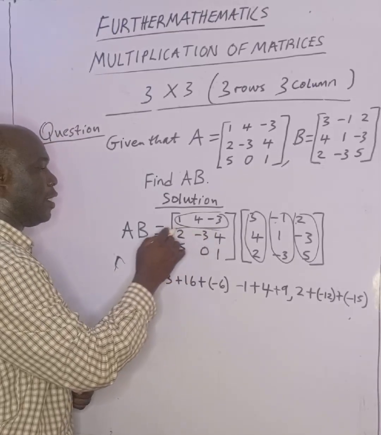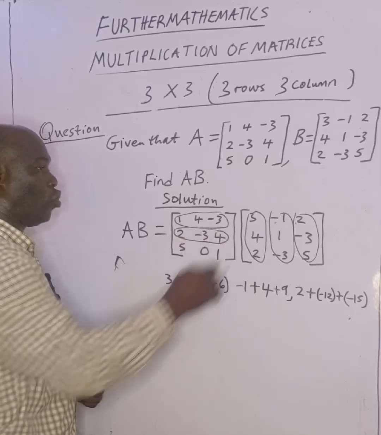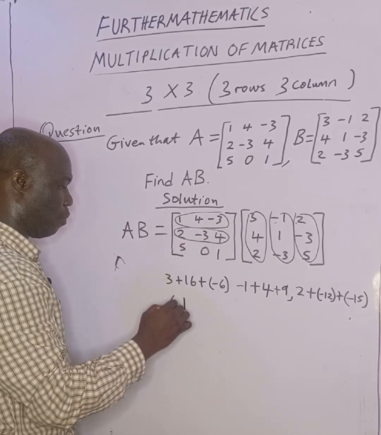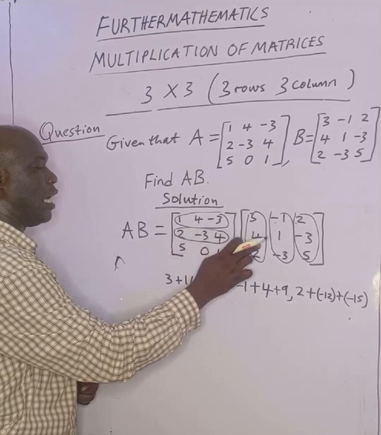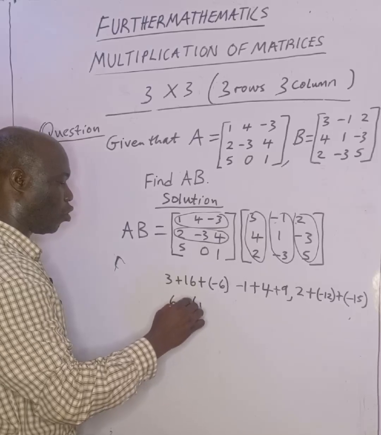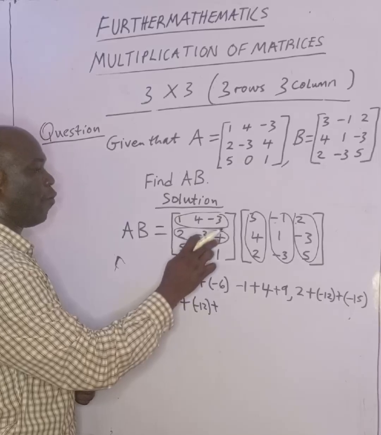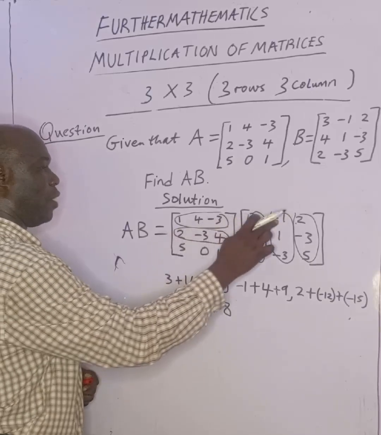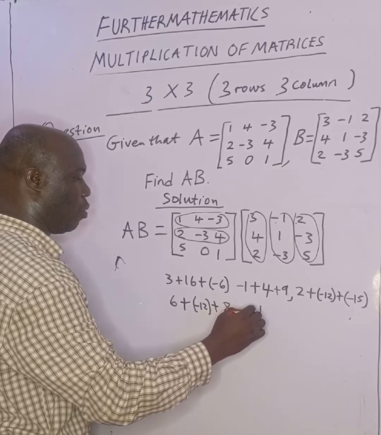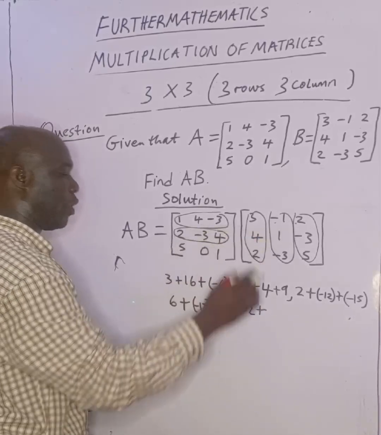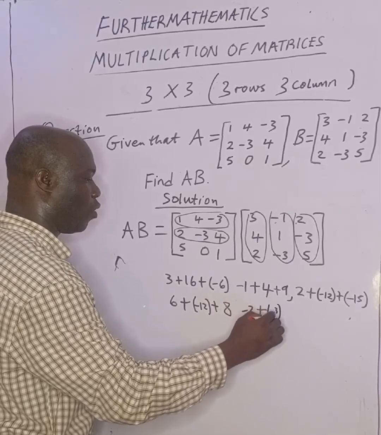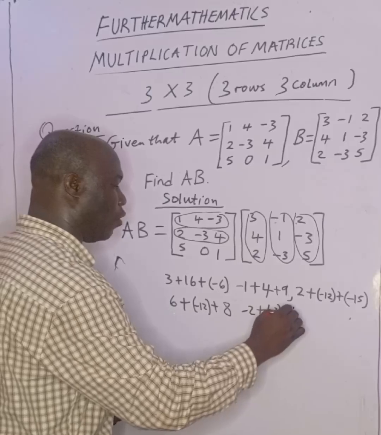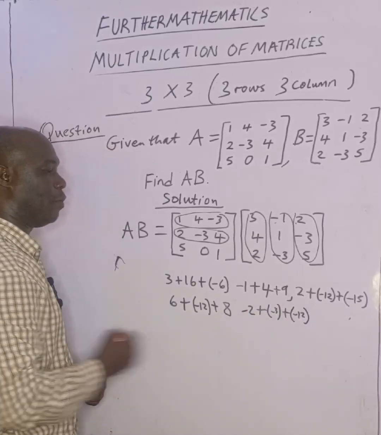So let's take the second row to multiply all this accordingly. 2 multiplied by 3 will give us 6. Plus this minus 3 times 4 will give you minus 12. Plus 4 times 2 will give you 8. All right, so let's move to the second column here. 2 times minus 1 will give us minus 2. Plus minus 3 times 1 will give you minus 3. Plus 4 times minus 3 will give you minus 12. All right, is that clear now?